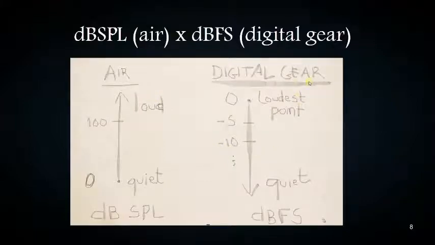Now in digital gear, we use the dBFS system, which is the full scale system, in which 0 represents the loudest point or the loudest sound possible, and then we progress negatively until we get quieter and quieter.